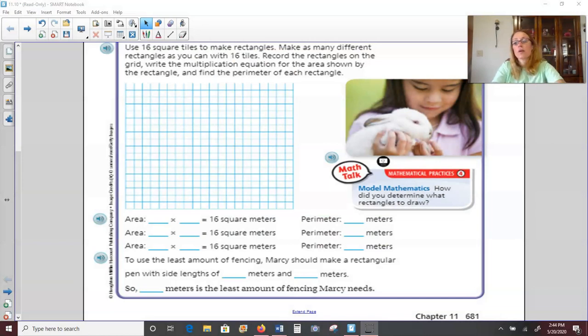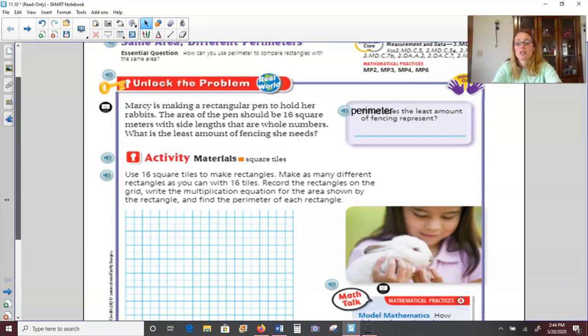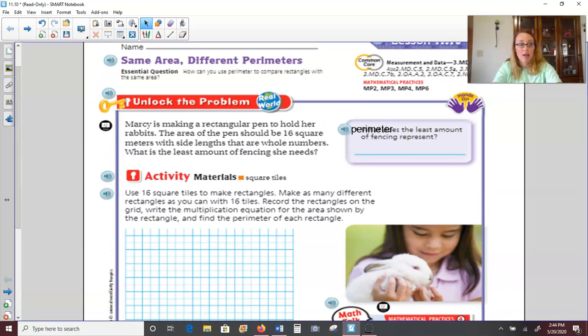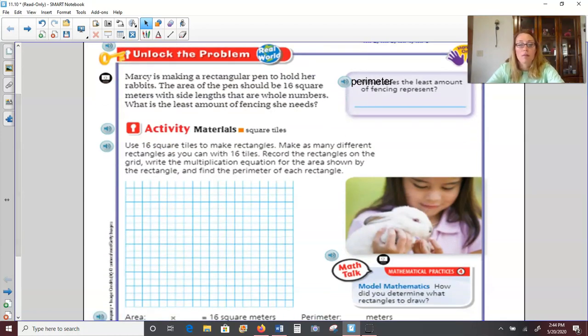So today we are going to be looking at shapes that have the same area, which means they cover the same amount of space, but different perimeters. So the outside measurements are different. So let's get started by unlocking this problem.